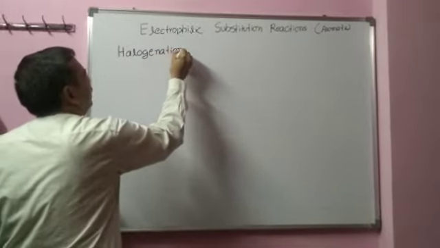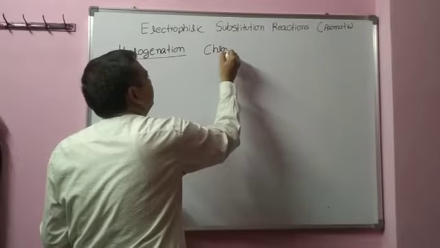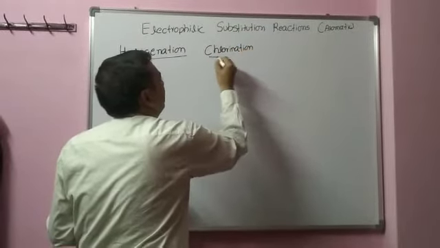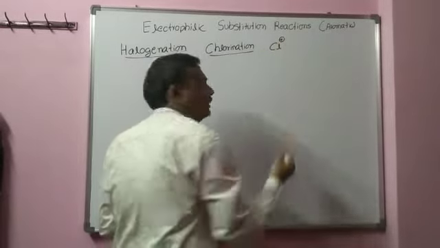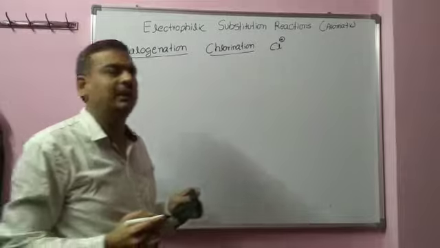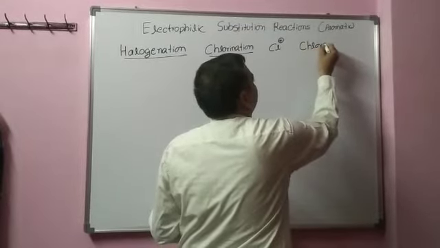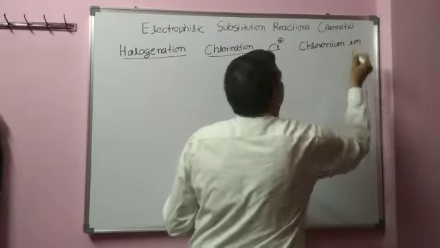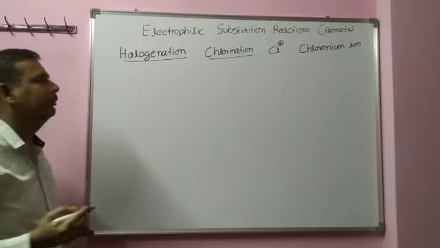In halogenation, the first one is chlorination. In chlorination, Cl+ is the electrophile. Cl+ means chloronium ion. So in chlorination, Cl+, the chloronium ion, is the electrophile.